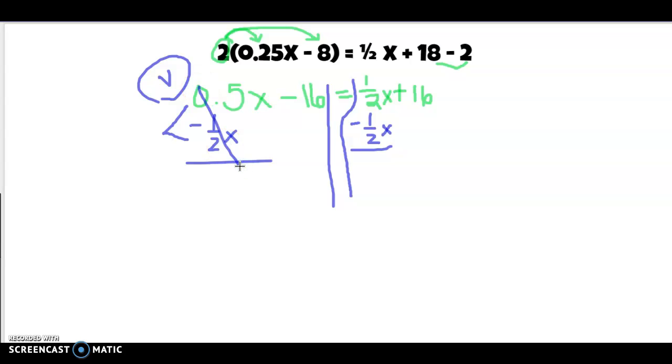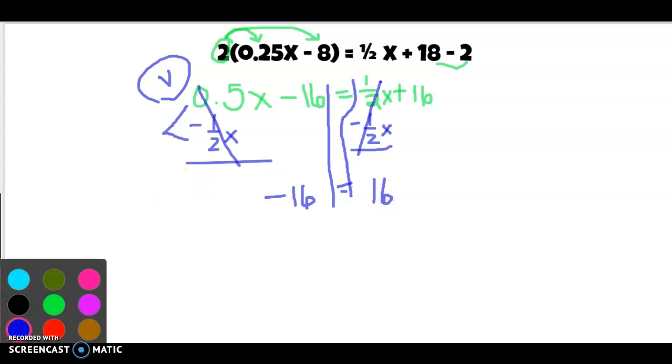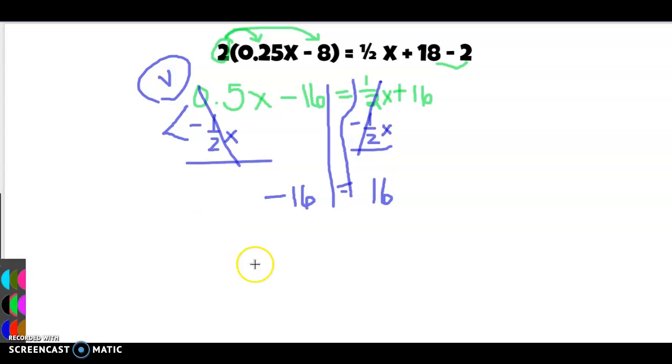They zero out. On this side, we already know they zero out because I was trying to move all of my variables to the left side. That leaves me with a value of negative 16 on the left side of the equal sign and a positive 16 on the right side of the equal sign. Now, if I look at these two numbers, not in my lifetime does negative 16 ever equal positive 16. They are not equal. So guess what? There is no solution to this equation.